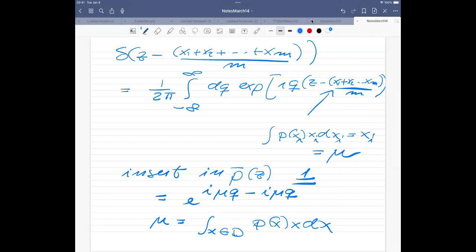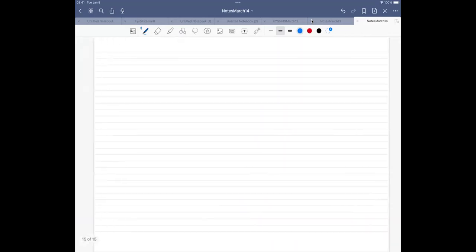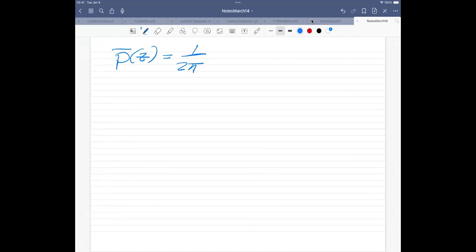I always make a copy of these notes so you can fetch them in the so-called handwritten notes folder. So what I get then is that this p of z, this probability we are searching, can now be written out in terms of an integral which can be solved. So I have an integral from minus infinity to plus infinity, dq e of iq, and then I have z minus mu, because I had mu m times, and then I divide it by m, so that simplifies.